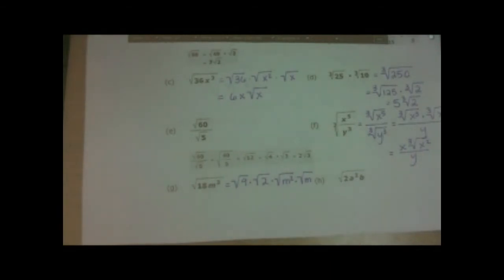And m to the third doesn't have a square root, but let's split it up into m squared times m, because the square root of m squared can be simplified. So square root of m squared times the square root of m. All right, let's go through and see what out of this we can simplify. First of all, square root of 9 is 3. Square root of 2 won't simplify. Square root of m squared is m, and the square root of m won't simplify.